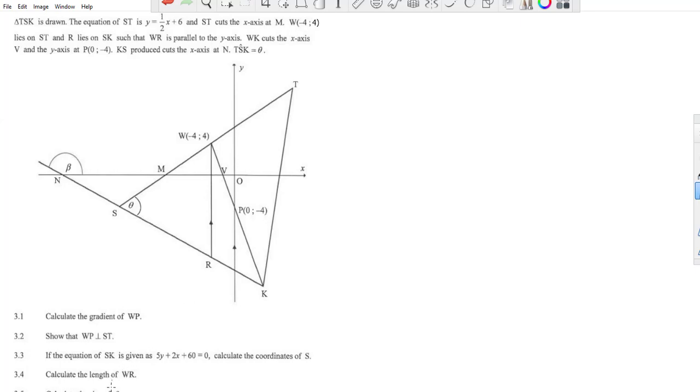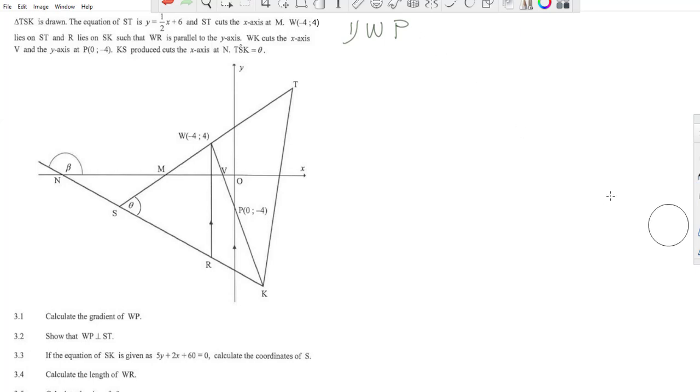And then we have an angle theta that is made by the two lines, the line ST and the line SK. We have also the angle beta that is made by the line SK with the x-axis. So what you can do now is to go straight to the question, all right? The first question, question number 1, is the gradient of WP.